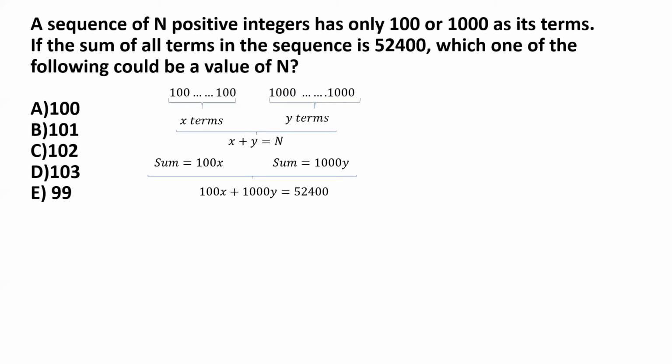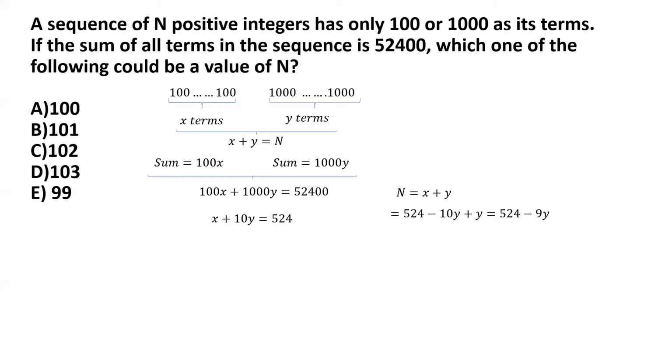So we can divide both sides of this equation by 100 and get x plus 10y is equal to 524. Now we have to remember that n, the number of terms, is equal to x plus y. And from this equation, we can substitute x is equal to 524 minus 10y. So we get 524 minus 10y plus y, which makes n equal to 524 minus 9 times y.